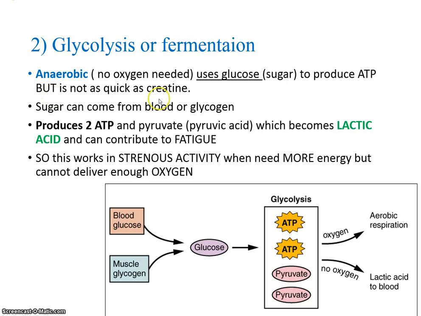The sugar is also delivered through the blood, but it turns out that sugar can be stored in the muscle as glycogen. So it's available on a regular basis for the muscle's needs. The problem is it only produces very few ATP, and the chemical that comes about, pyruvate, becomes lactic acid, and lactic acid can contribute to increased fatigue.